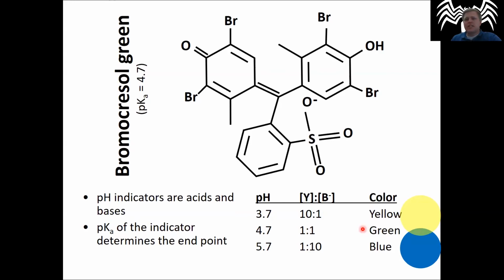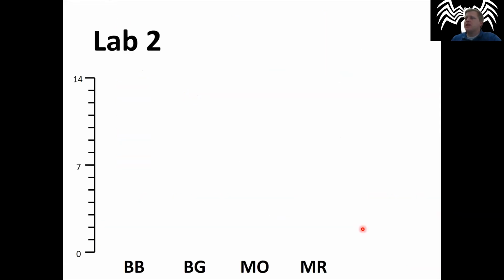So this actually leads us into what you're going to be doing in Lab 2. In Lab 2, what we have are 4 different indicators: bromothymol blue, bromocresol green, methyl orange, and methyl red. These guys all have different pKa values. So you can see bromothymol blue has a pKa value of 7.1, methyl orange has a pKa value of 3.5, which means these guys are all going to change color at different pHs.